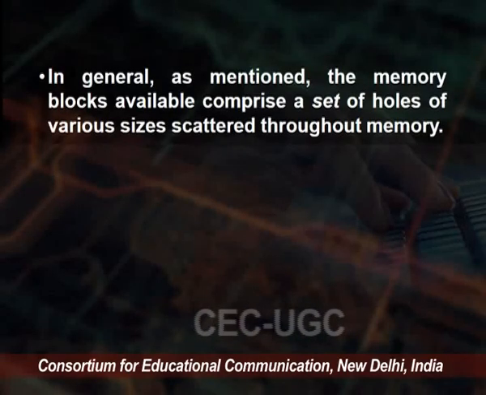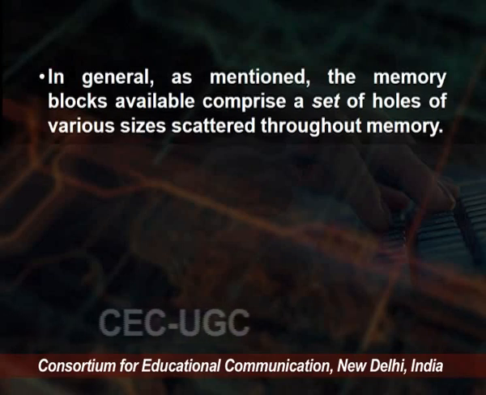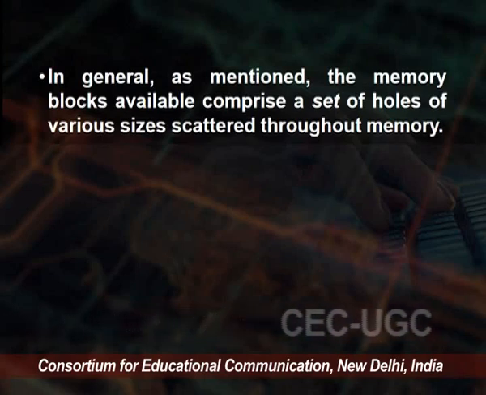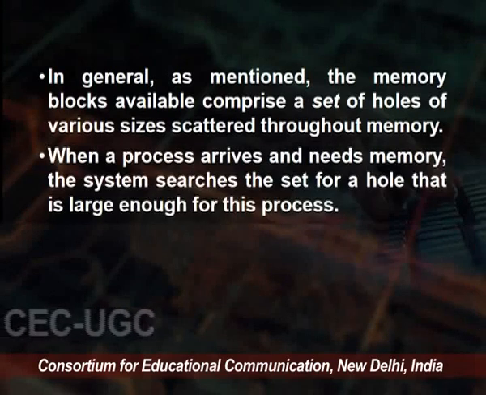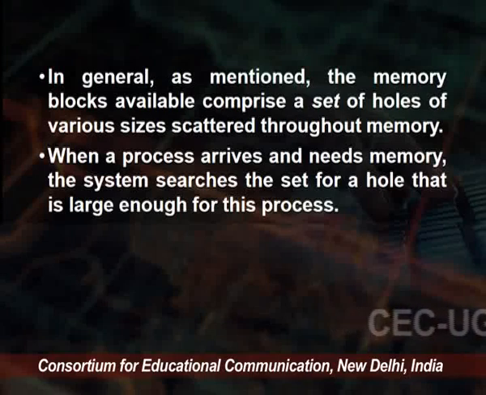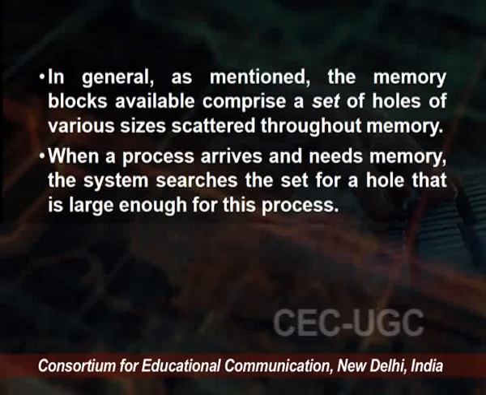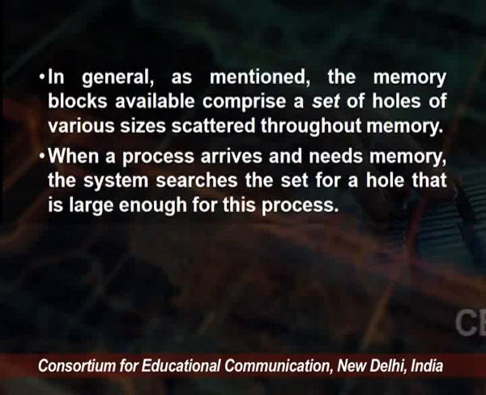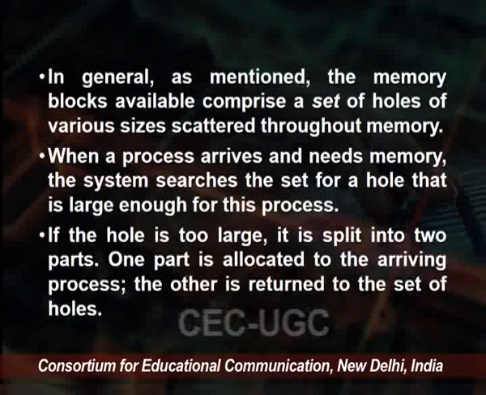Right. So in general, the available memory blocks comprise a set of holes of various sizes, and these holes are nothing but the available blocks of memory. They are scattered throughout the memory. So whenever a process arrives and needs memory, the system will search the set for a hole, and the size of the hole is important, because the hole has to be large enough for the process to be accommodated in it, right? If the hole is not large enough, it cannot be allocated.